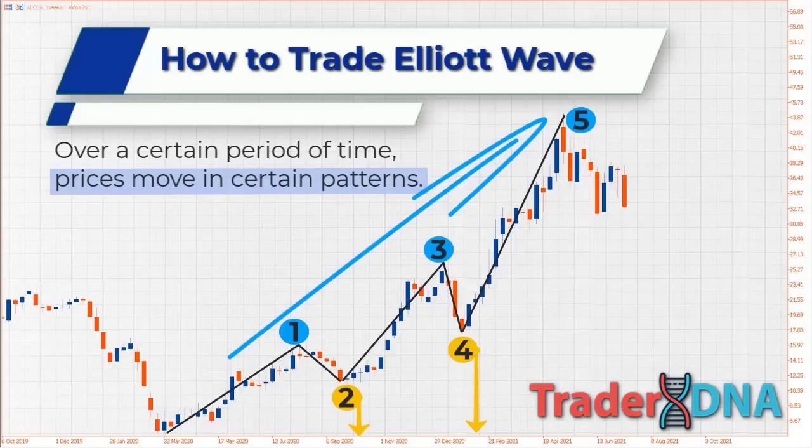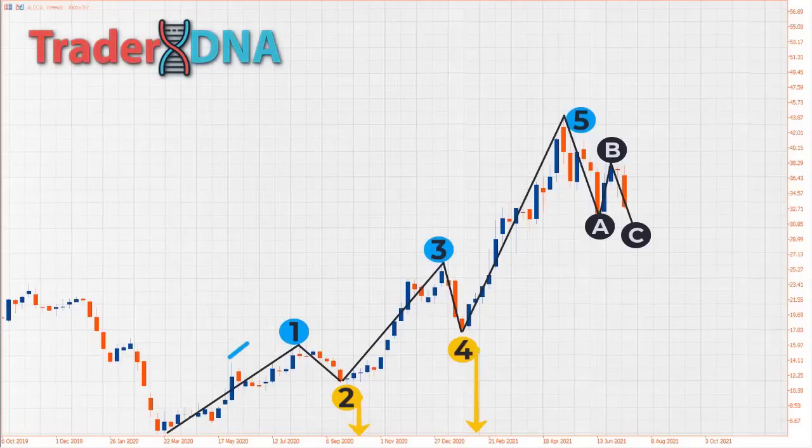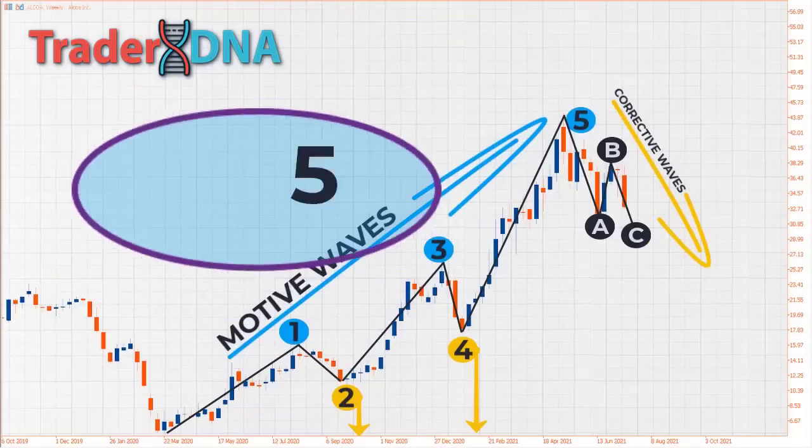In this example, Elliott observed this after a 5-wave move in the direction of the prevailing trend. There is a corrective 3-wave movement in the counter-trend direction labeled A, B, and C. In Elliott wave theory, the 5-wave moves in the direction of the trend are also called motive waves, while the 3-wave corrective move against the 5-wave move is also called corrective waves. This is quite useful because we can now break any price trend movement into this basic 5 to 3 wave pattern.